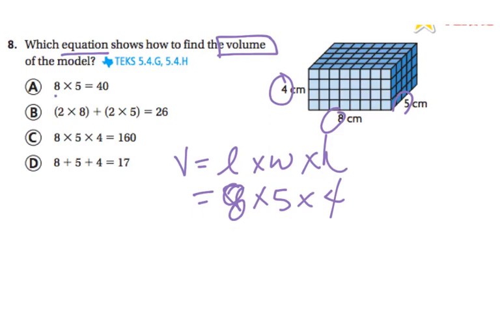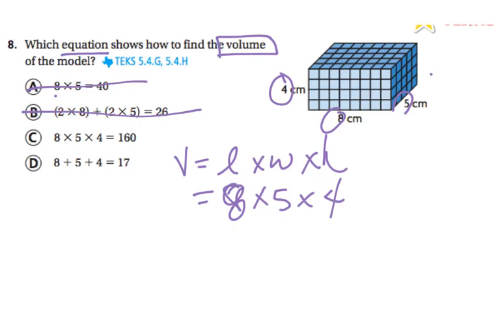In the first equation, it says 8 times 5. They're only multiplying 2 of the numbers, and that would give me the area of the base. So that is not my correct answer. Answer choice B is looking at 2 times 8, which is the length, plus 2 times 5, which is the width. Now that is actually the formula for finding perimeter.